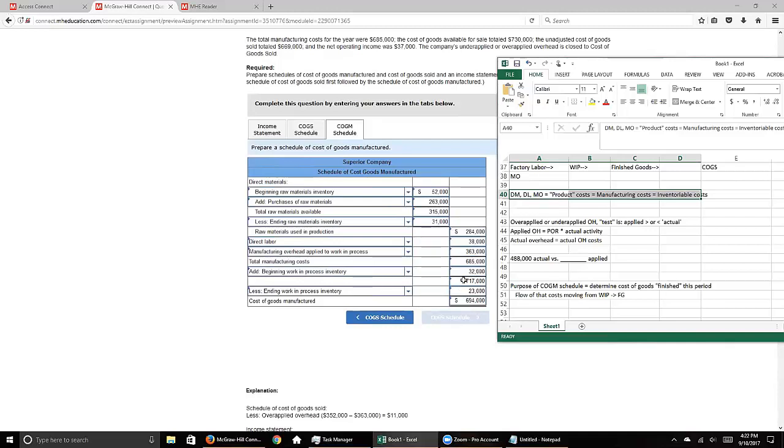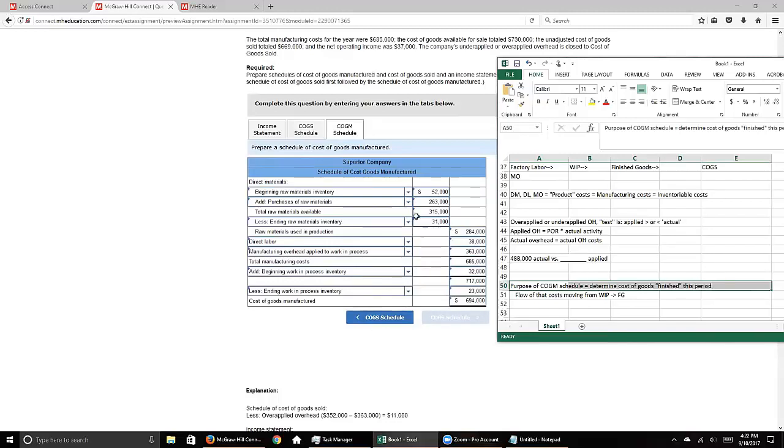Then if I deduct from that the things that are in work in process at the end of the period, in other words, the things that still aren't finished, the difference will be the cost of goods manufactured, aka cost of goods finished this period.